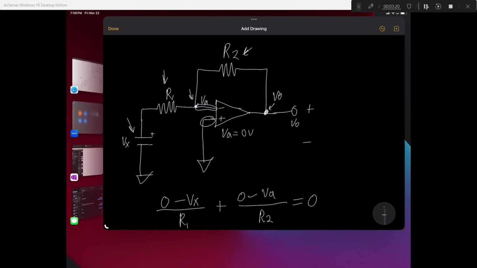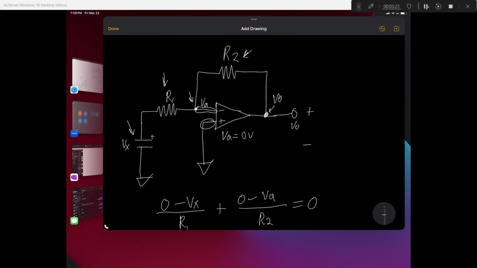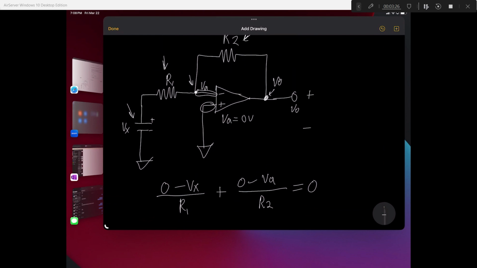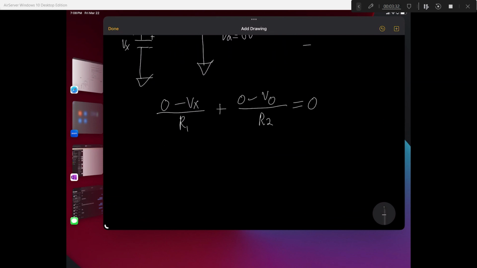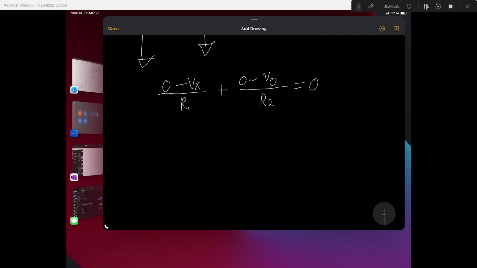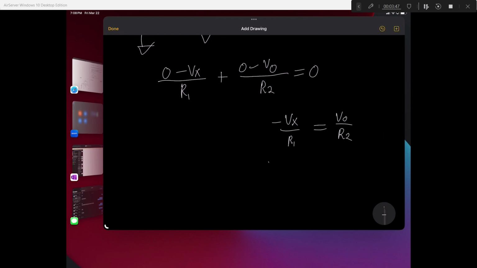So we could solve this in terms of Vx if we wanted to, or no, that looks like V out. We can solve this for V out, right? Add V out over, we'll get negative Vx over R1 is equal to V out over R2. Multiply R2 over, and we have R2 over R1 times negative Vx is equal to V out. That's what V out is going to be.